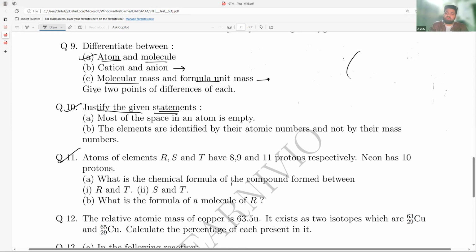So in the gold leaf experiment, we found that most of the rays were going straight, without any deviations. So it means that the atom has a lot of empty space.